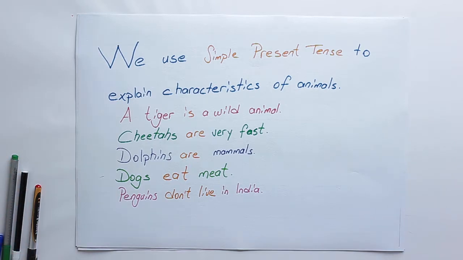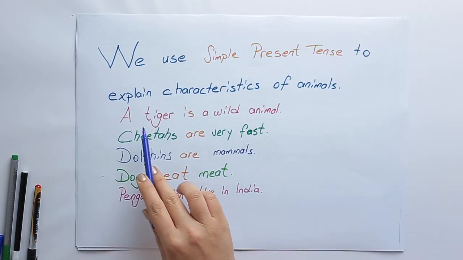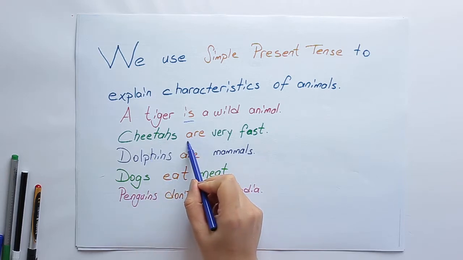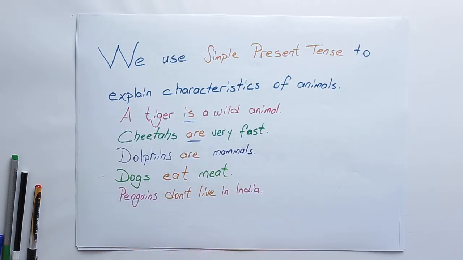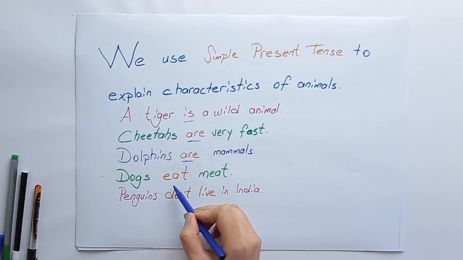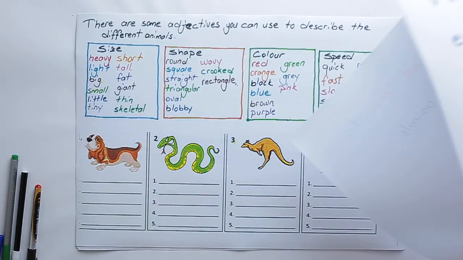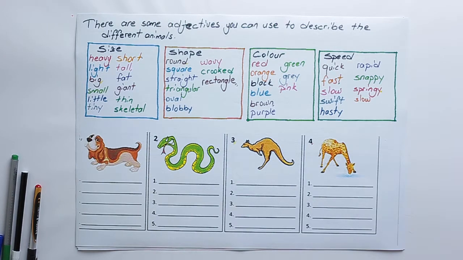We use simple present tense to explain characteristics of animals. A tiger is a wild animal. Cheetahs are very fast. Dolphins are mammals. Dogs eat meat. Penguins don't live in India. And there are some adjectives you can use to describe the different animals.